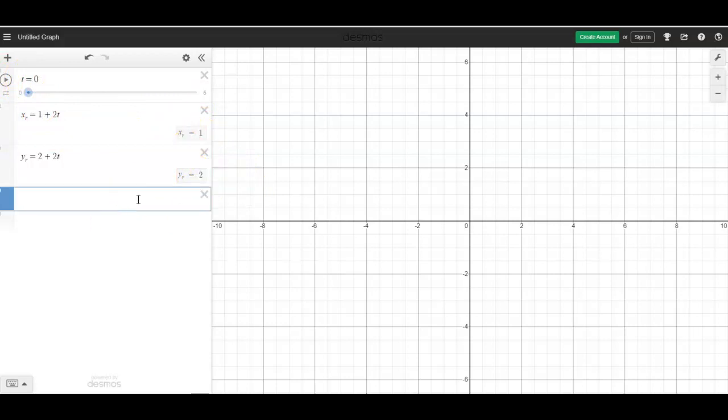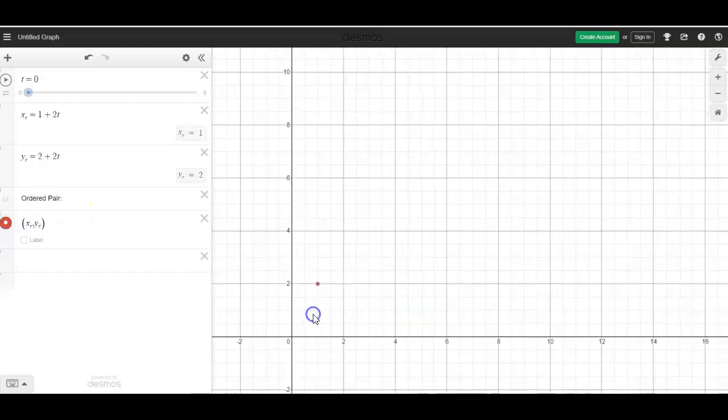So I'm just going to create an ordered pair. You can see that this has quotes. When I insert the quotes, this is just a comment. So the ordered pair that I'm going to plot is the ordered pair x sub r, comma y sub r. So that's the starting point of our original point.